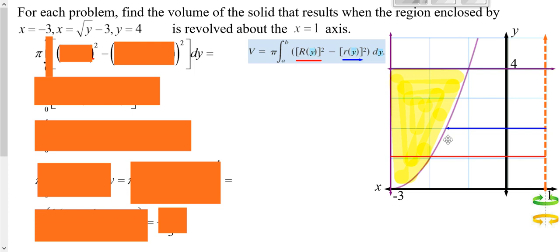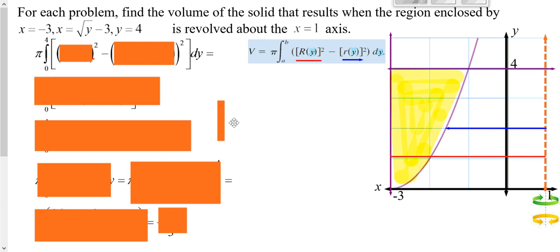We would have our parabola, we'd have y is equal to 4, we have x is equal to -3. We're looking for the shape that is bounded by all three of those, which is this shaded region. We're revolving around this orange dotted line over here of x is equal to 1. Since we're dealing with y's, it's got to be how far up and down your shaded region goes, which goes from 0 all the way up to a height of 4.